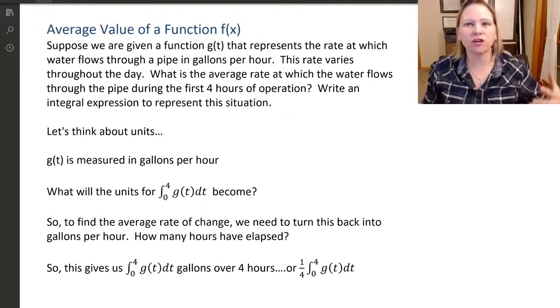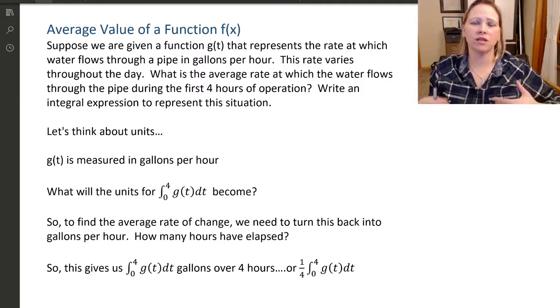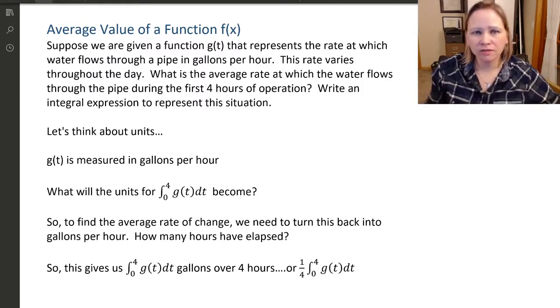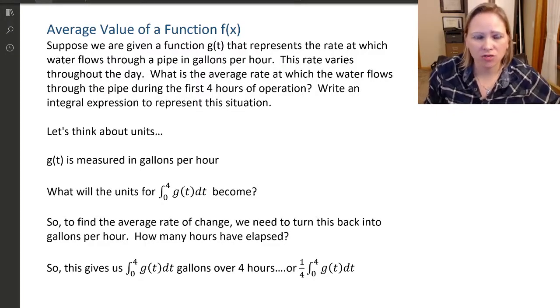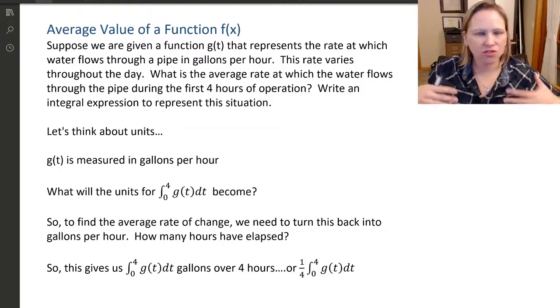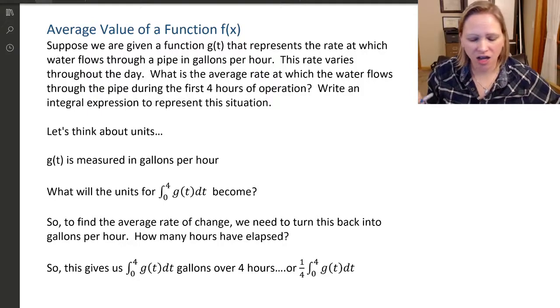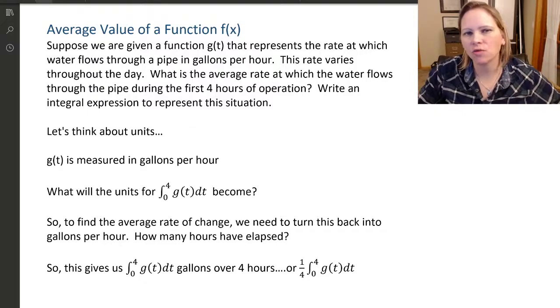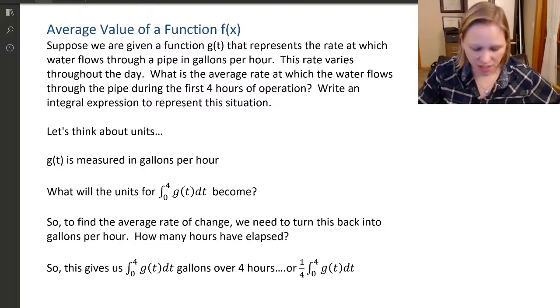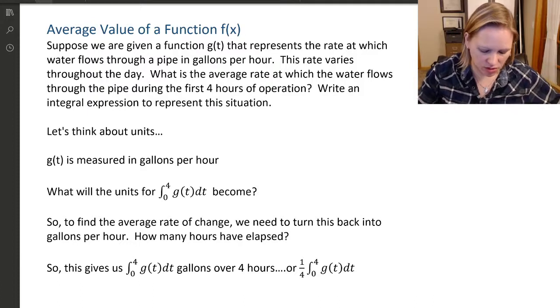So suppose we're given a function that represents a rate at which water is flowing in a pipe in gallons per hour. The rate varies throughout the day. We want to know the average rate at which the water is flowing during the first 4 hours. Write an integral expression to represent the situation. This is a really great example of the type of problem that the AP exam might ask you to do. Instead of evaluating an integral, we just need to write one, okay? And we can get points for this. So let's think about units. G of t is measured in gallons per hour.